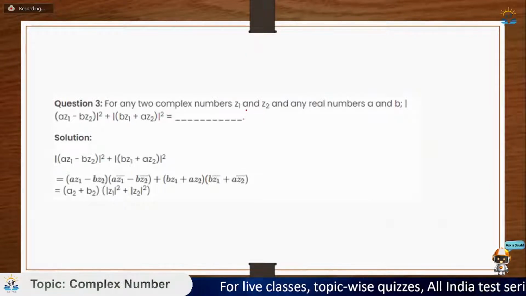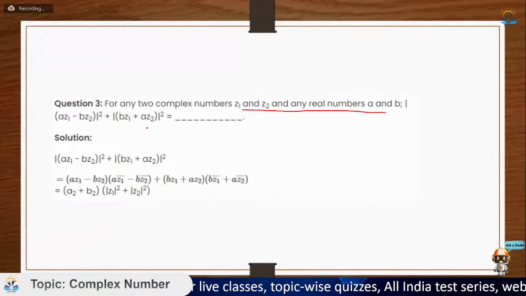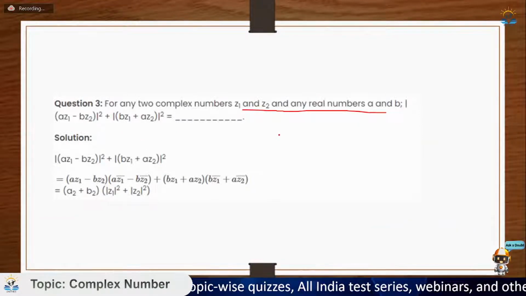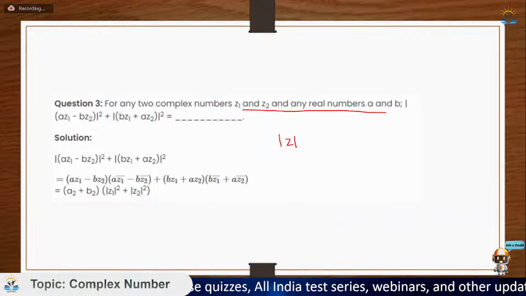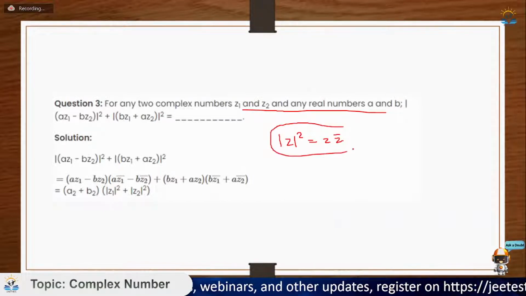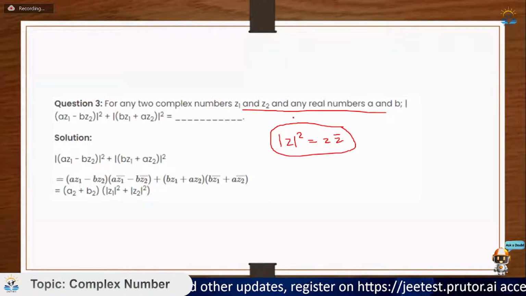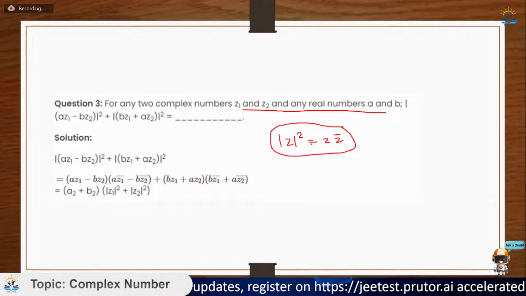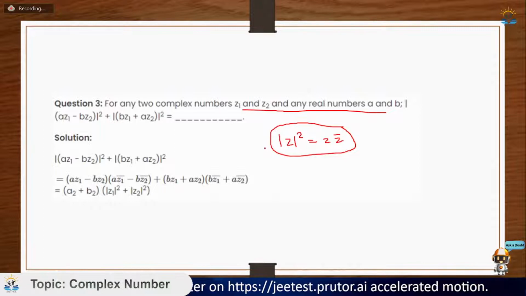For any two complex numbers z1 and z2 and any real numbers a and b, this expression equates to what? Basically, this is something like mod z square, and mod z square is nothing but z into z bar. This is a property of complex numbers. Please remember it. When we multiply a complex number by its conjugate, we get mod of z square. As I already told you, (a plus iota b) into (a minus iota b) is a square plus b square, which is nothing but the square of the modulus of complex number z. So mod z square is equal to z into z bar.